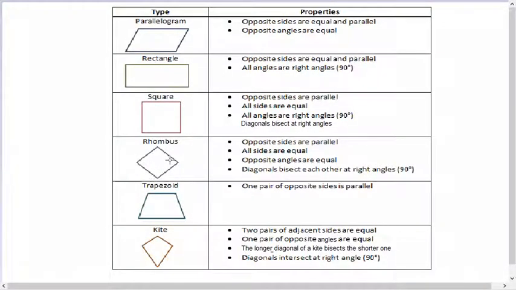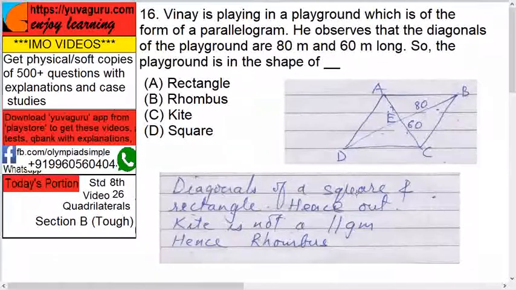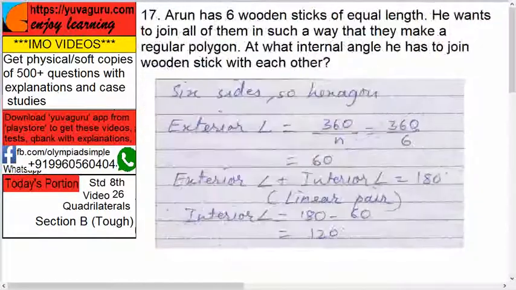Diagonals are not equal, but they bisect each other. But diagonals are not equal, that's important. So you can say that it's a type of rhombus. Diagonals of a square and rectangle are equal, hence out. Then kite is not a parallelogram, hence out. Only rhombus remains. So rhombus is the answer.